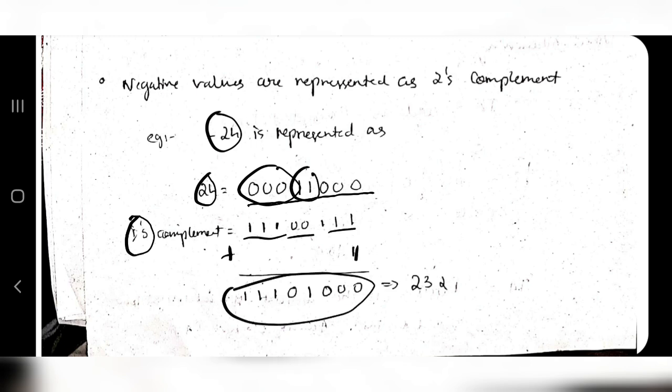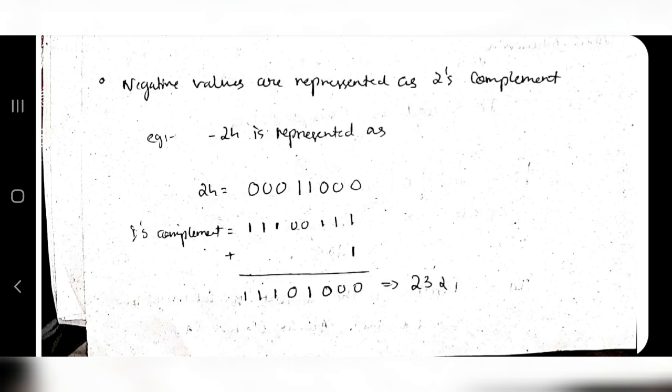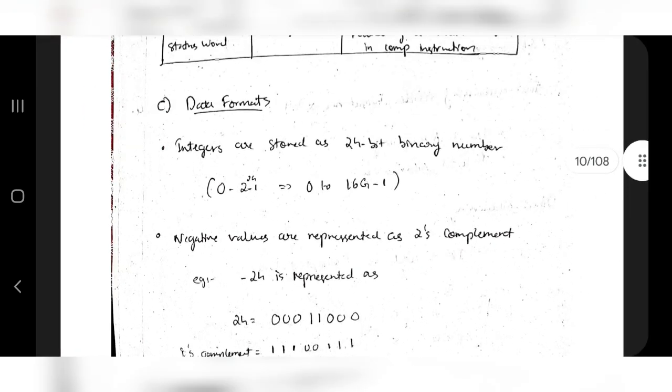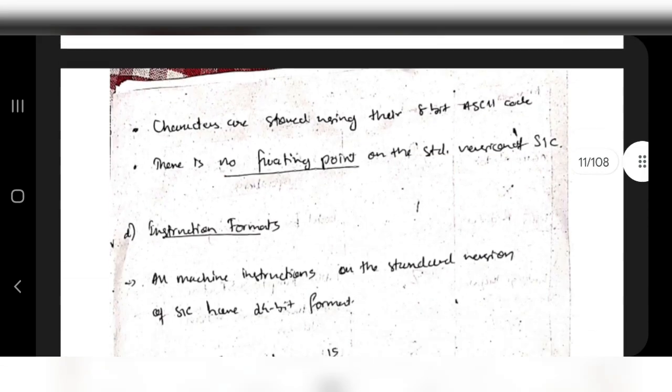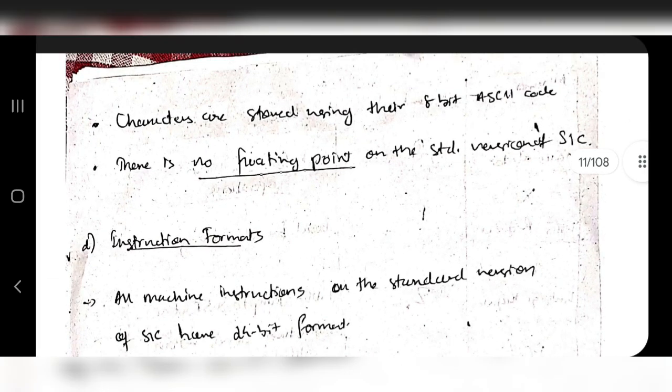After you add 1, the value you get is the 2's complement for the negative number given. Okay, so this is how the negative values are represented, and this is how the positive values are represented. What about the characters? Characters are stored using 8-bit ASCII code. Like for A there will be an ASCII code, right?